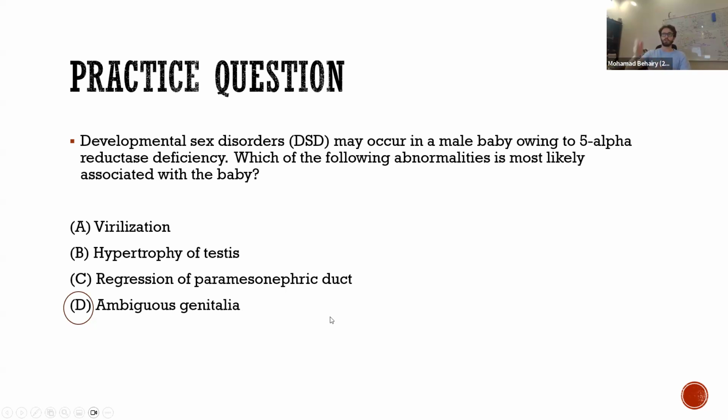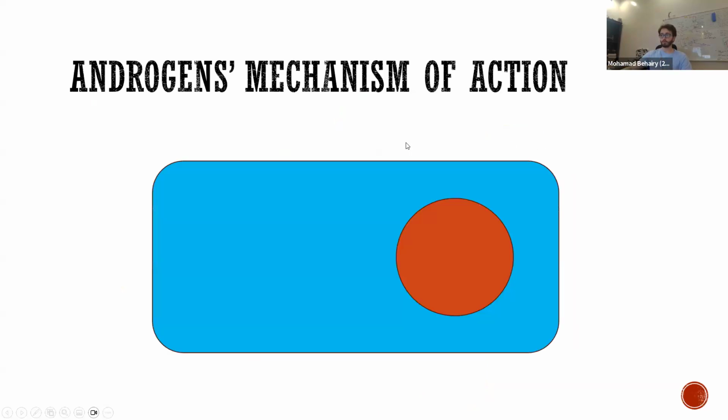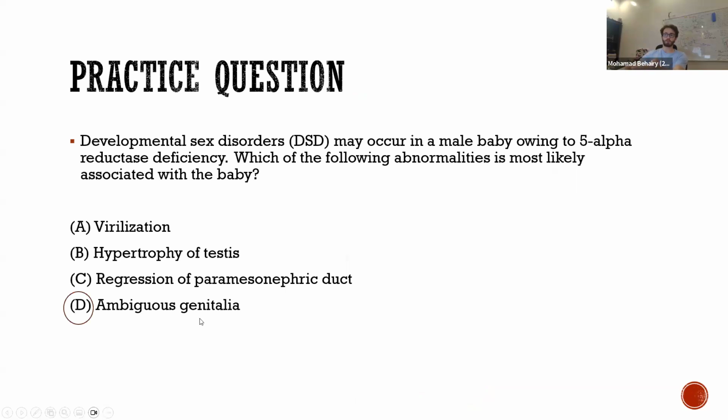And as we said, dihydrotestosterone, I'm going back to that same picture, is responsible for the development of the penis, the scrotum and the prostate, which are the external genitalia. If we have an issue with the development of these things, we're going to have ambiguous genitalia. The penis doesn't come out like normal people, nor does the scrotum, nor anything else. I hope that is clear.